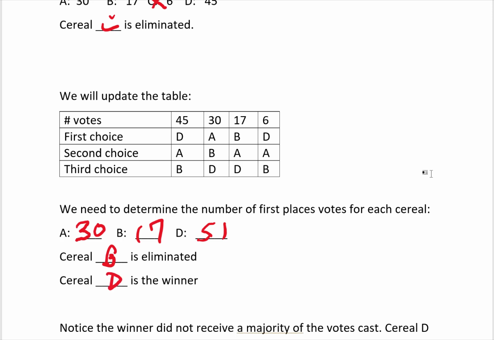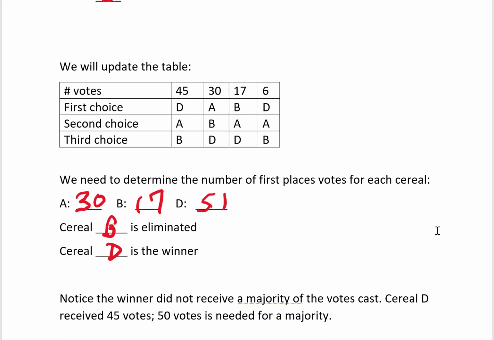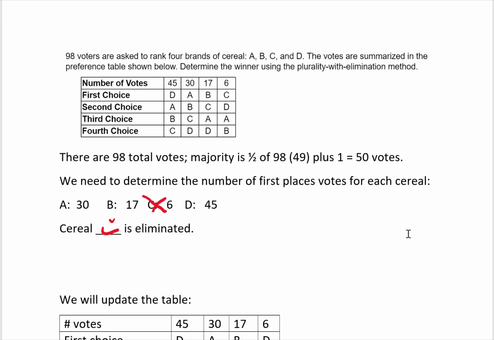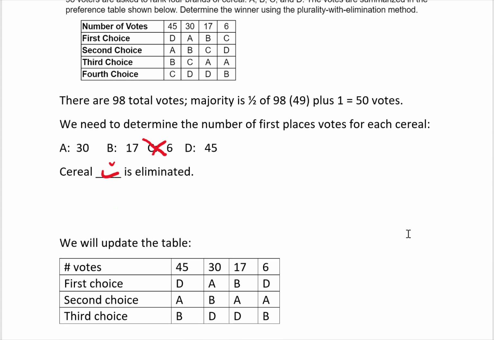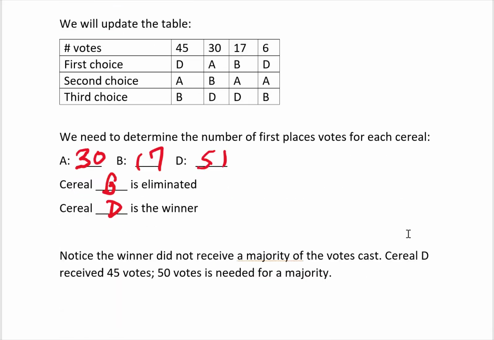And notice that the winner here did not receive a majority of the votes cast. In the beginning preference table, cereal D had 45, which is not a majority. They would need 50 to have a majority.